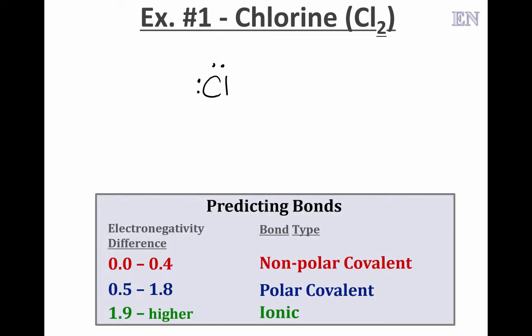Recall that chlorine has 7 valence electrons. And if these two chlorines will share a pair of electrons, they form a single covalent bond. The question is, what kind of bond is that? Is that a polar covalent bond or is it nonpolar? And so what we do is we look up electronegativity values.